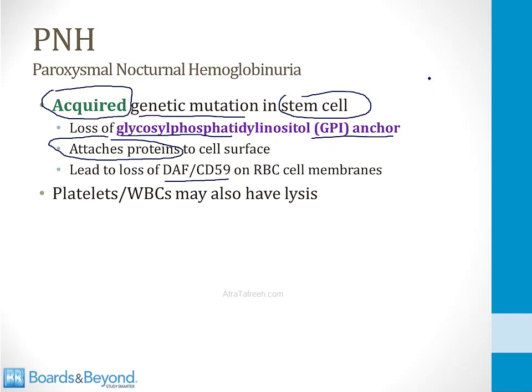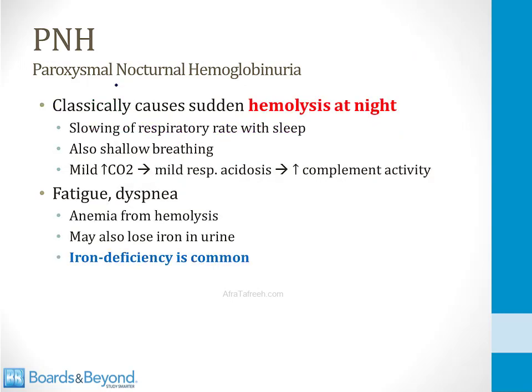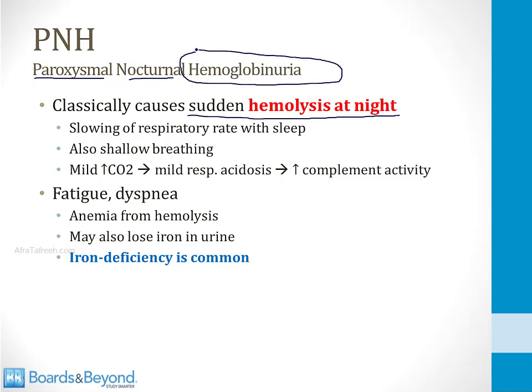Now, because the problem is in a hematopoietic stem cell, it's not just the red cells that have issues, it's also the platelets and white blood cells. They can also be lysed by the complement system. So in addition to the symptoms of anemia that occur, you can also get problems with low platelets and low white counts. PNH gets its name because it classically causes sudden episodes of hemolysis at night. A paroxysm is a sudden episode, nocturnal means at night, and the disorder results in hemoglobin in the urine, which changes the color of the urine. So people with this disorder classically have episodes at night where their urine changes color.